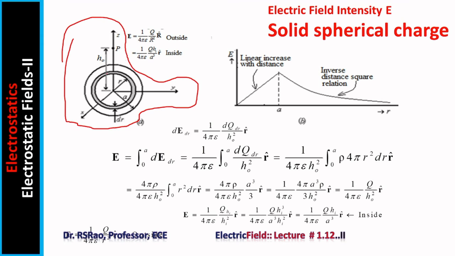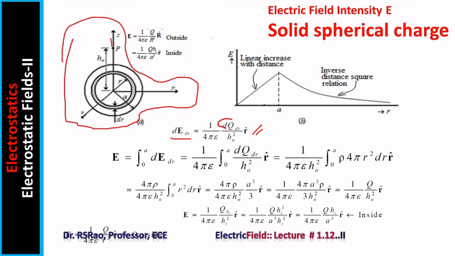We consider a thin spherical shell, thickness dr, at a distance of r. This is the field point located at a distance of h naught from the origin. We know the field due to this small thin spherical shell. First we write it down, and then that field is integrated over the entire charge distribution. D differential field intensity due to shell whose thickness is dr is given by this one.